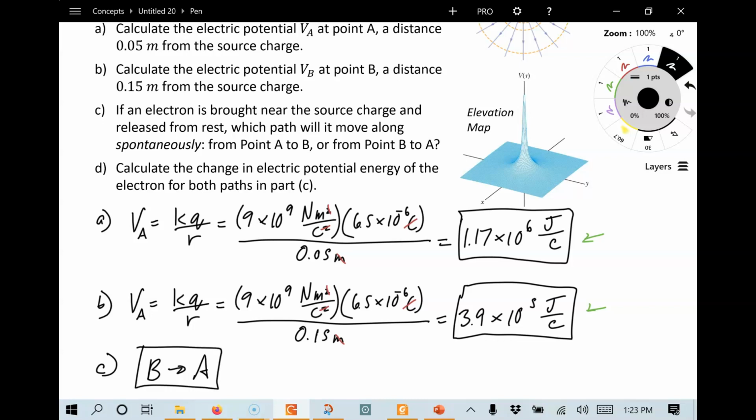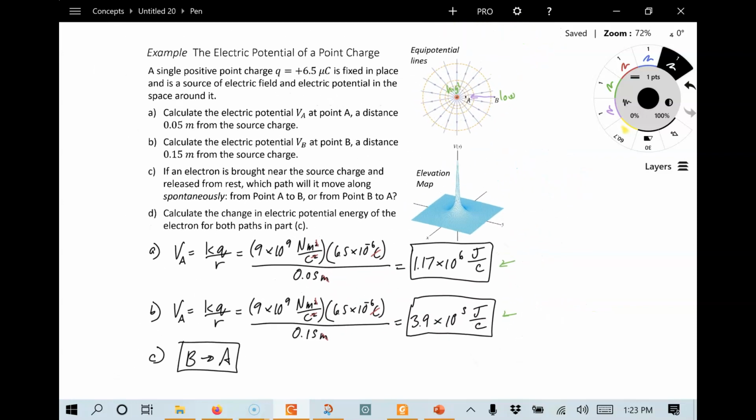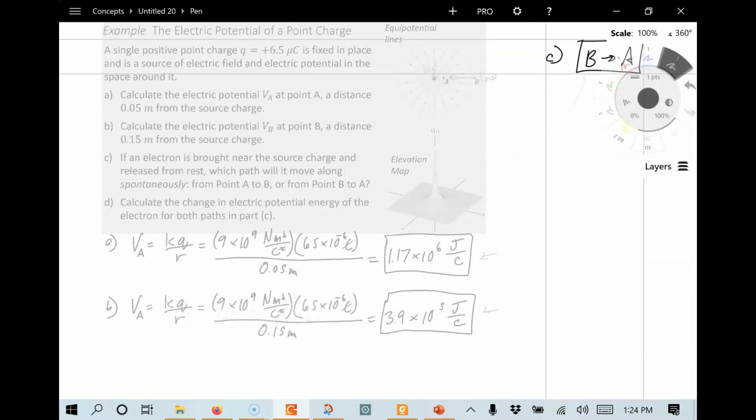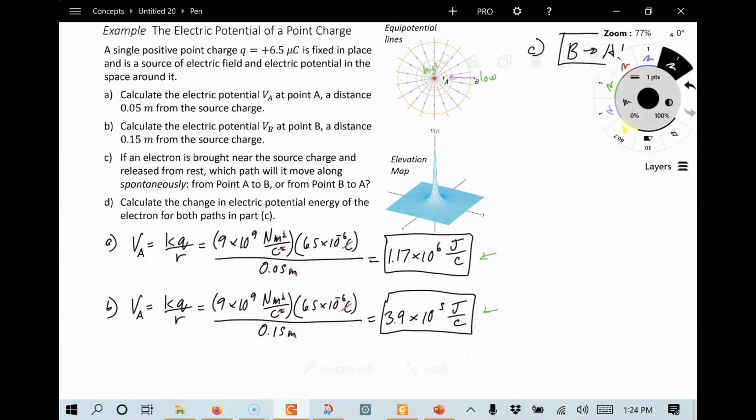All right, let's look at part D. Calculate the change in electric potential energy of the electron for both paths in part C. So this will be pretty straightforward. For part D here, I'm going to go ahead and move this over a little bit where it's a little bit easier for us to see some stuff.